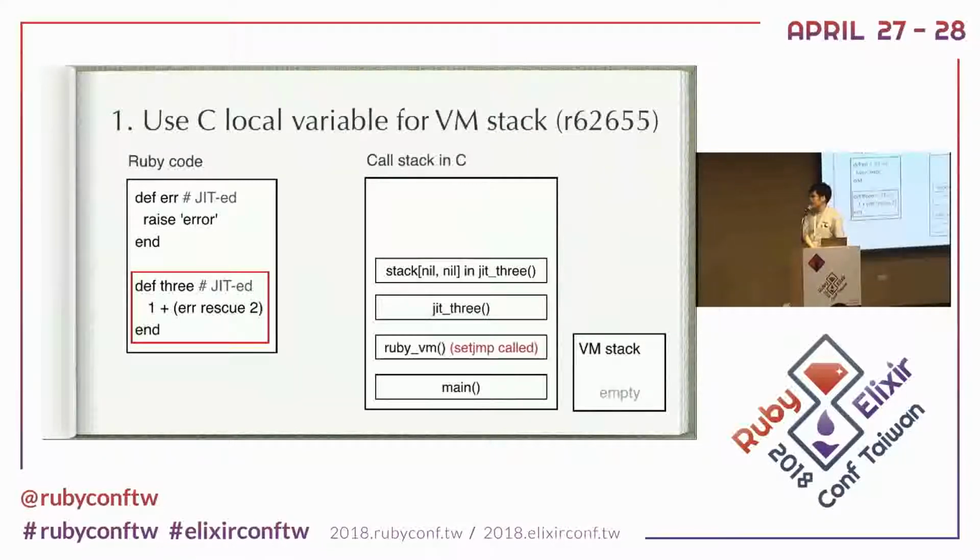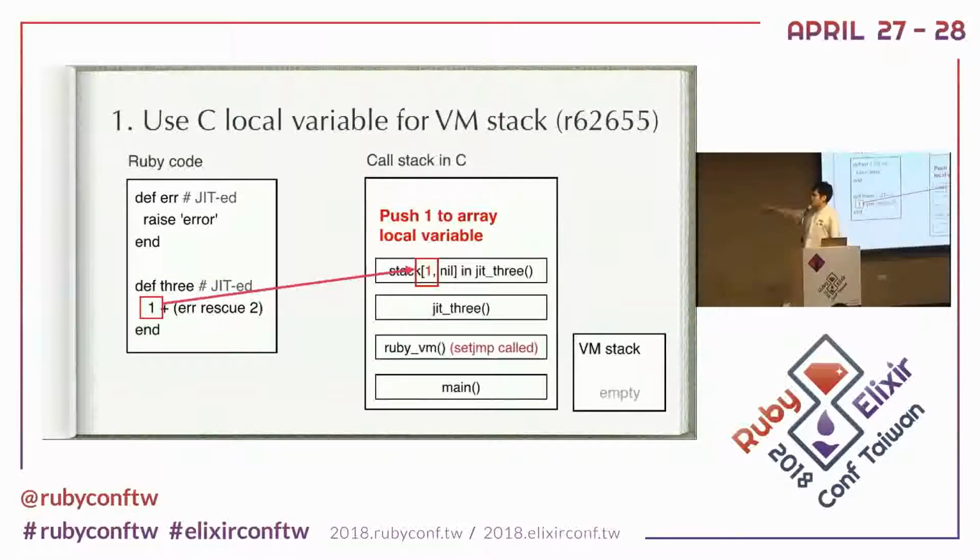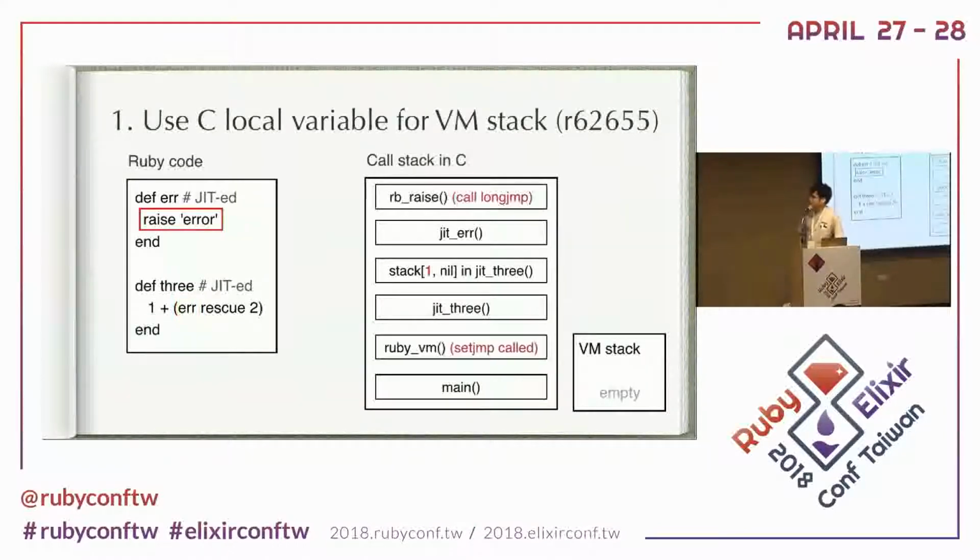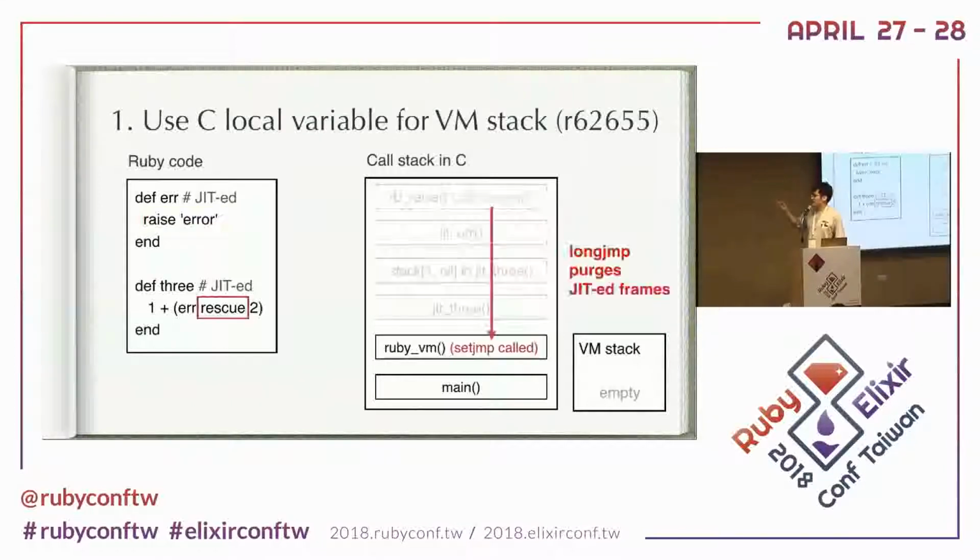So it's placed there, and once the 1 is pushed to the call stack, and then error is called, it's pushed to the call stack in C, and when it reaches the rb_raise, it will call longjmp. And once longjmp is called, it erases all the C function frames back to before the setjmp is called. So we lost the 1 object in the C stack.